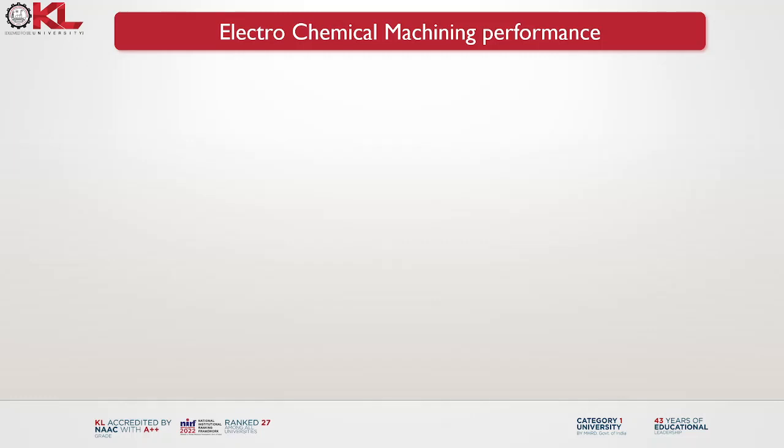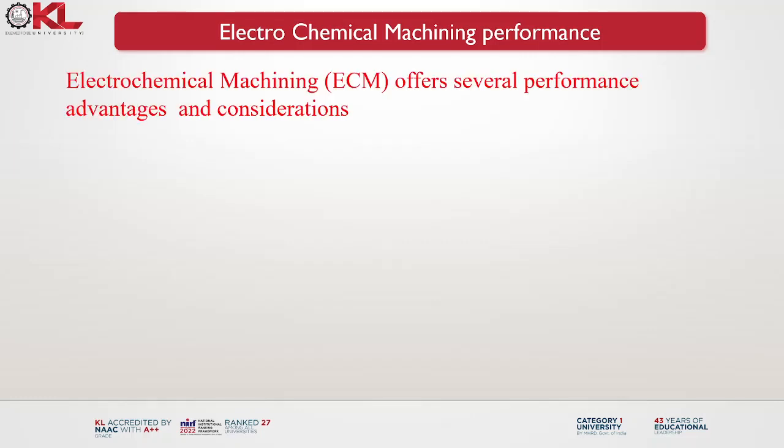So next, what are the performance of electrochemical machining? Electrochemical machining offers several performance advantages and considerations. First is the precision. ECM is known for its exceptional precision and accuracy in machining complex shapes and intricate details. It can achieve high surface finishes and dimensional tolerances, often in the range of micrometers.